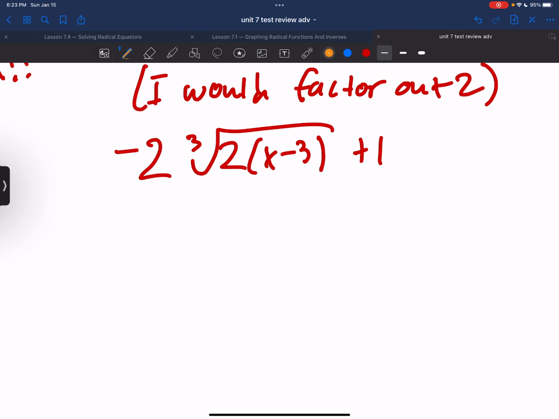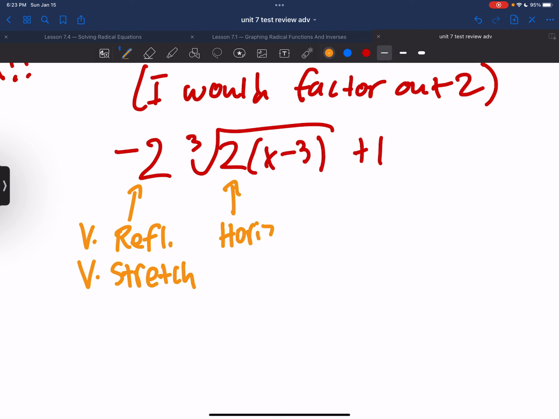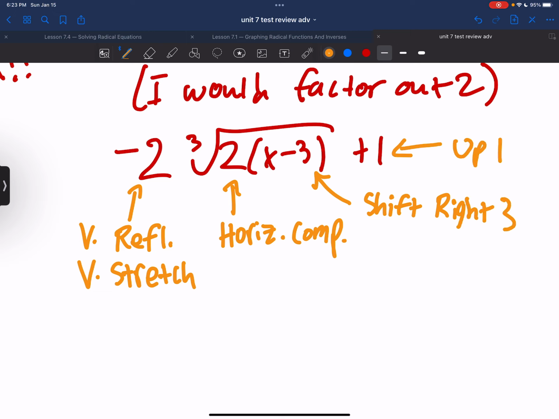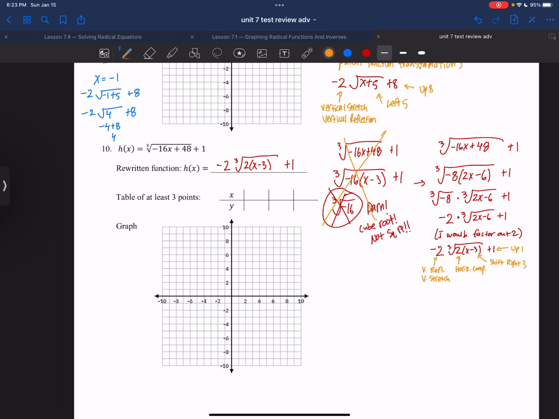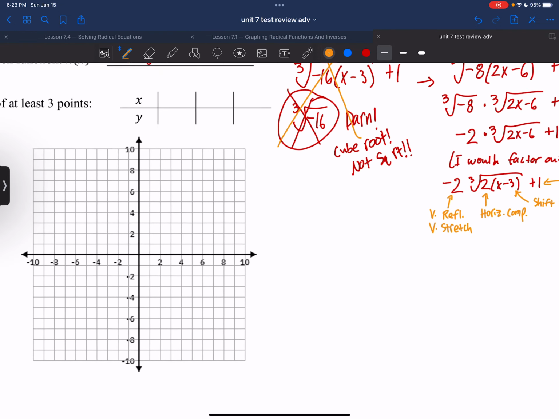Now look, all of these do their own thing. This, again, is vertical reflection and vertical stretch. I'm analyzing parent function transformations. This 2 here is a horizontal, not stretch, but compression. The minus 3, that's a shift right 3, and the plus 1 is up 1. Okay? So let's plot that point.